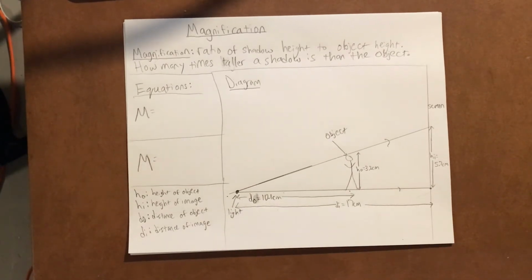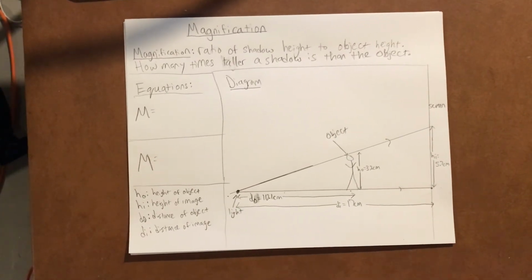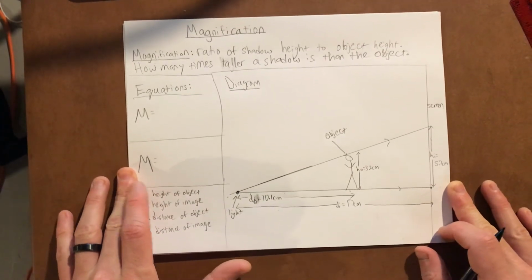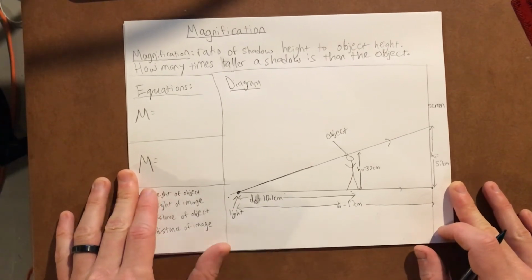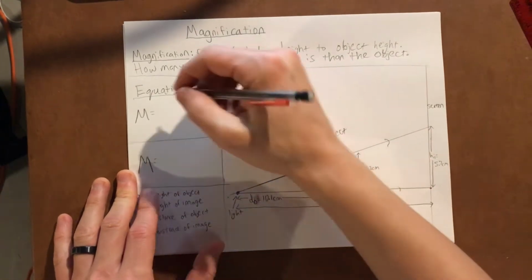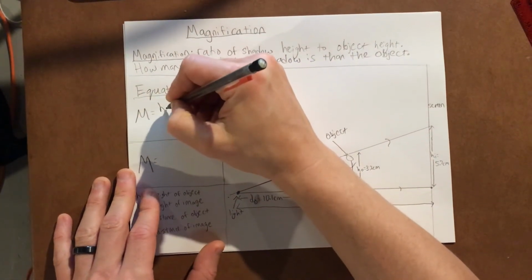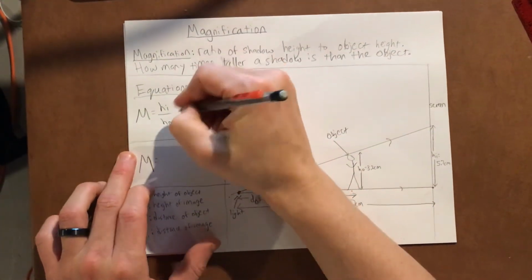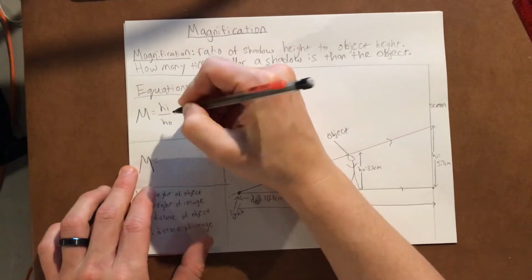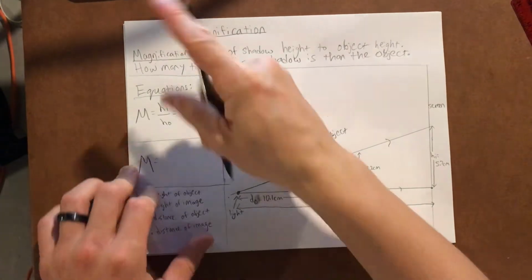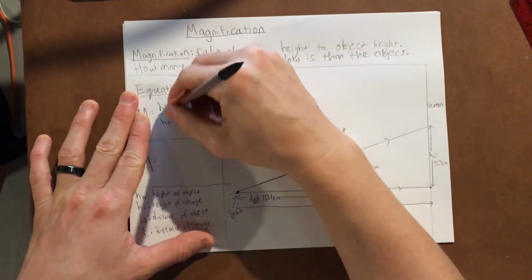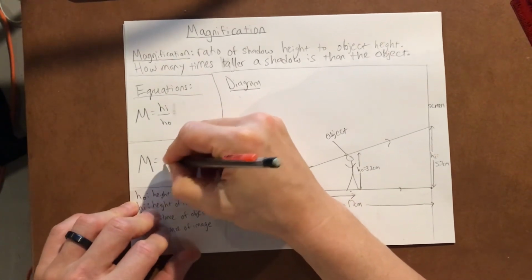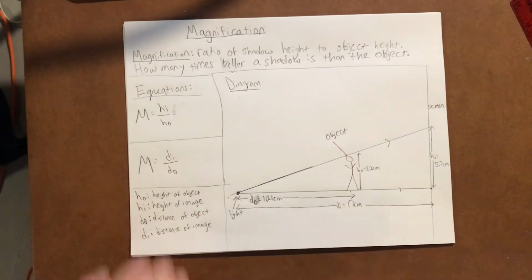Okay. Now I'm going to give you your equations, two different ways to calculate magnification. All right. Your first equation, HI over HO. Hi-ho, some people say. Students I've had in the past. So HI divided by HO, and you can imagine that DI over DO will also work.